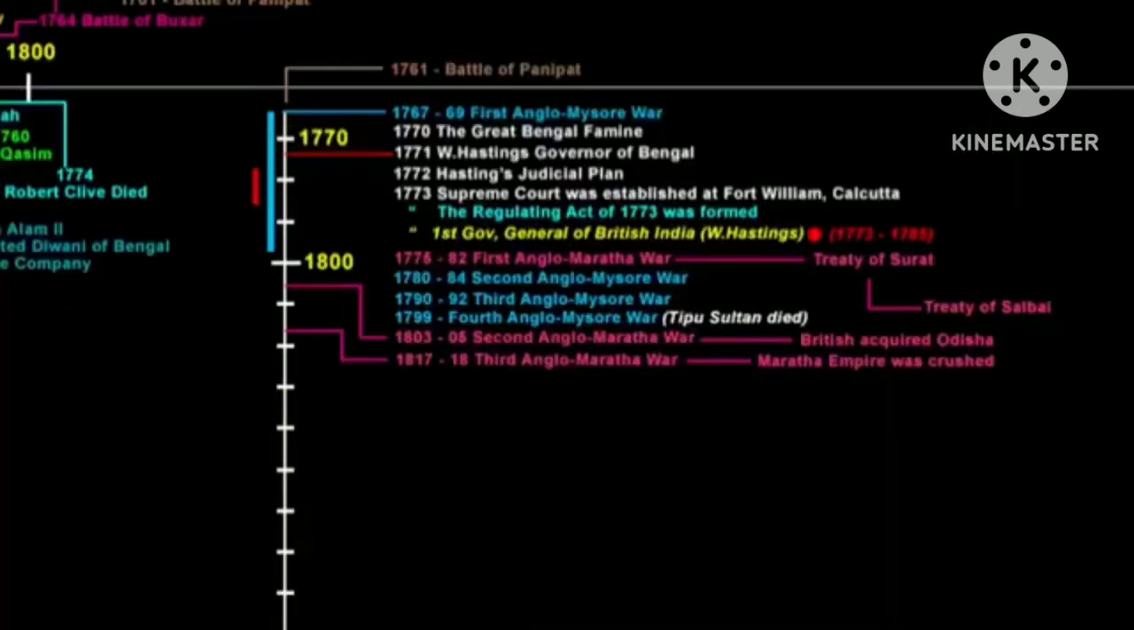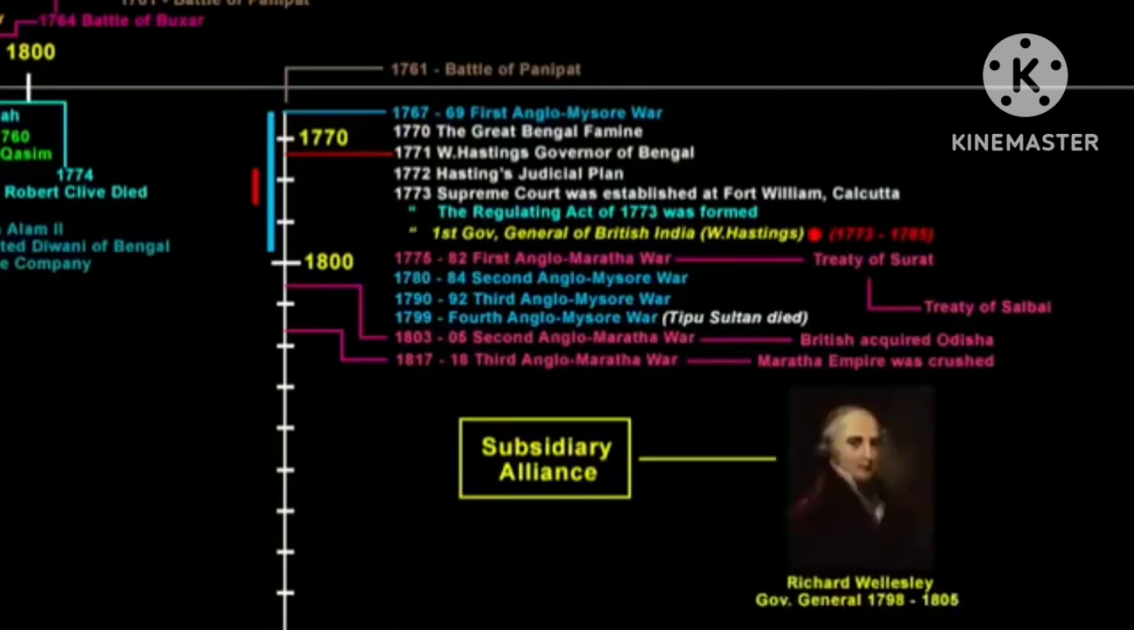Now let's get to know a little more about subsidiary alliance. The doctrine of subsidiary alliance was framed by Lord Wellesley, the Governor General of British India from 1798 to 1805. So if you see the timeline between 1798 to 1805, it was the time when the Fourth Anglo-Mysore War got over, as well as the Second Anglo-Maratha War took place. It was during this time the policy of subsidiary alliance was introduced.